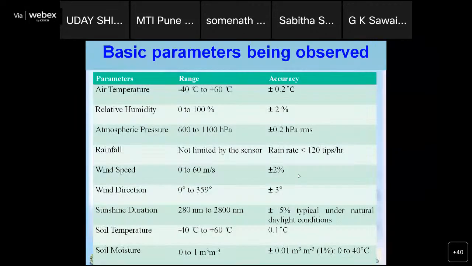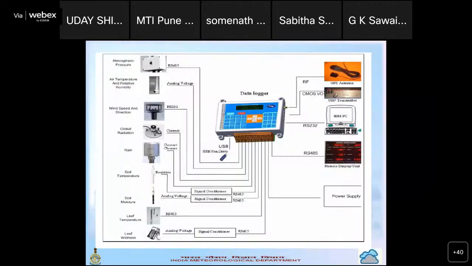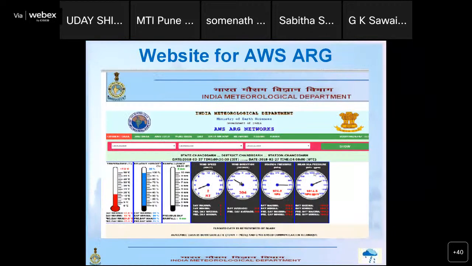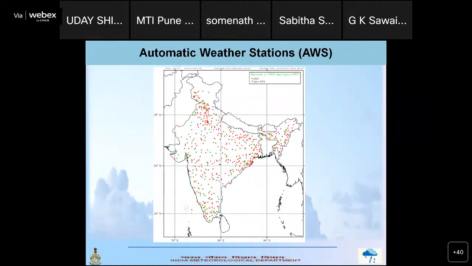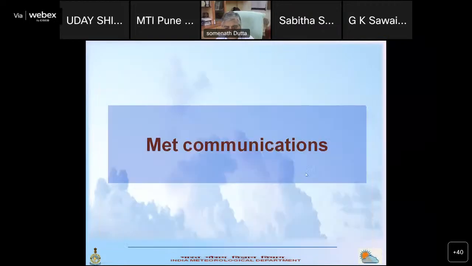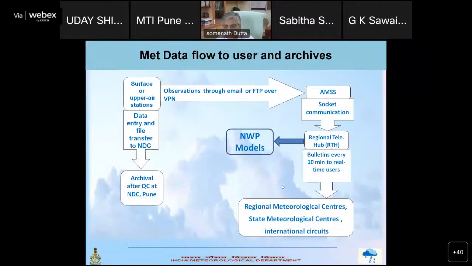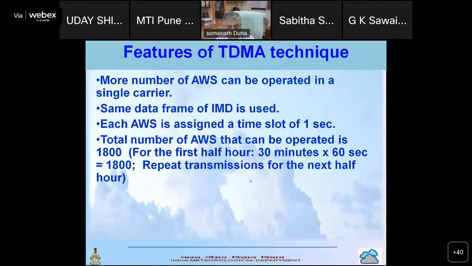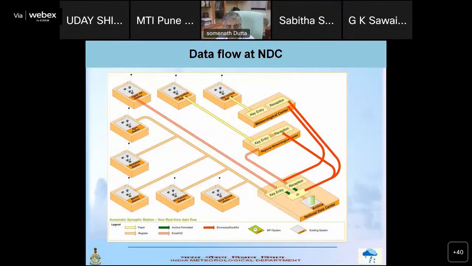So AWS and ARG, my friend has already covered. This is the website where we are showing the AWS data, and this is the AWS network. These are the agro AWS networks. This is the radar network across India. All DWR radars are installed at IMD. So for this MET communication, all this data will be communicated to the NDC, and with the help of the forecasters and NWP people, the data will flow in this way. All MET sensors, agro data, and upper air data will be disseminated to the NDC, the National Data Center, which is located in Pune.